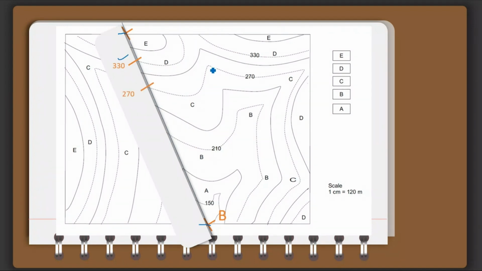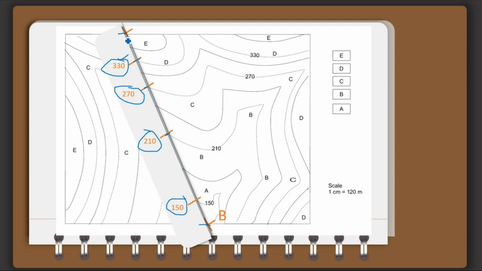Then I see that the 270 contour is intersecting on this part, then the 210 contour is intersecting on this part, then 150 intersecting on this part. I firmly draw a line on this strip of page, mark these lines, and write these values on that strip of paper.